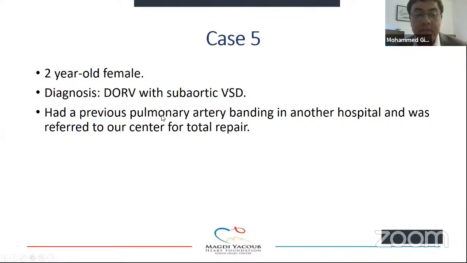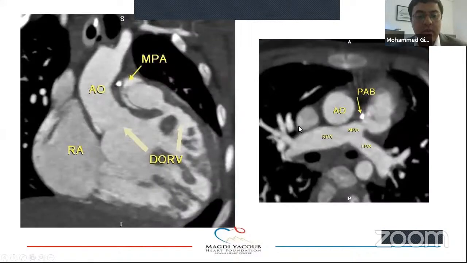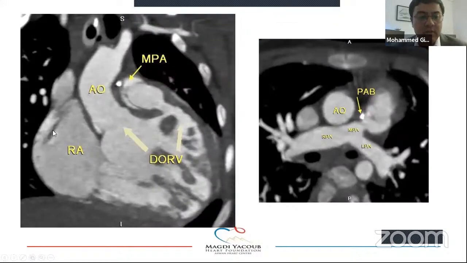Case number five, a two-year-old female diagnosed as DORV with subaortic VSD. She had a previous pulmonary artery banding in another hospital and was referred to our center for total repair. Okay, this coronal 2D image, post contrast CT, displays that this is the right atrium, and this is the crista terminalis, this is the right atrial appendage, and this is the left ventricle, as you see, dilated, hypertrophied here. Supplies both great vessels, this is the aorta, and this one, the main pulmonary artery, okay?